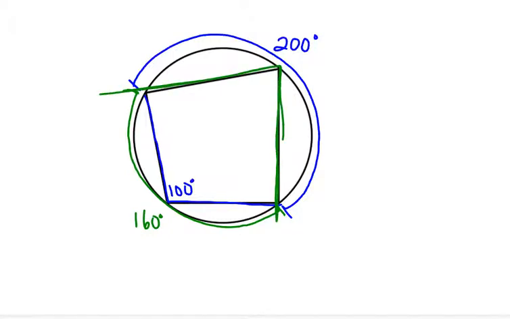And my next question is, what's the measure of that angle over there? And that matches up with my green intercepted arc, but it's an inscribed angle, so I'm going to take half of it, and I'm getting 80 degrees.